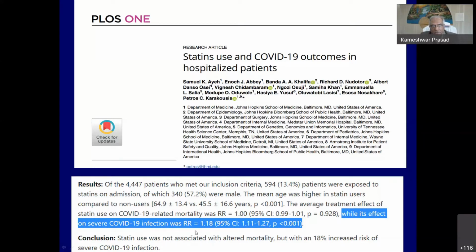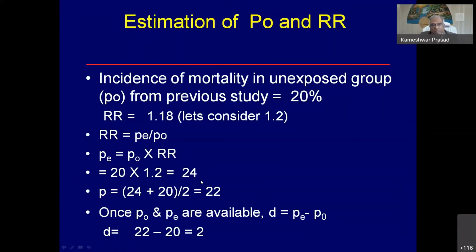So statin use in this case had actually an 18% increased risk of severe COVID infection. So 1.18. Now, we know that the incidence of mortality in the unexposed group is 20%. That we know from a previous study already published, or maybe a case series where people have looked at mortality at a certain point of time. So 20%. And the relative risk you want to detect is 1.18. Let's take 1.2 for the sake of simplicity.